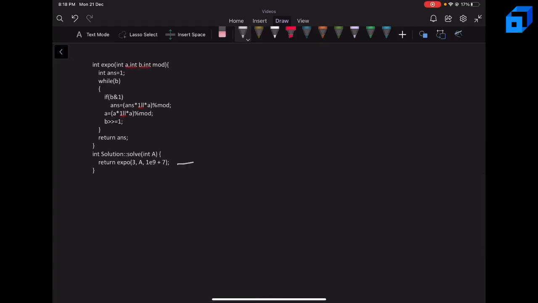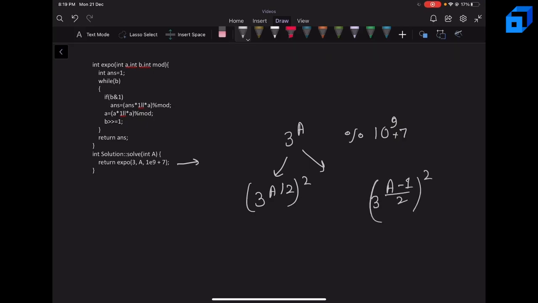So I have used modular exponentiation here, that is I will calculate 3 raised to a modulo 10 raised to 9 plus 7, because 3 raised to a will be a very big number. So we need to calculate it modulo a given prime number 10 raised to 9 plus 7. So the idea of modular exponentiation is if a is even, you will calculate 3 raised to a by 2 and square it. Otherwise, if it is odd, you will calculate 3 raised to (a minus 1) by 2 and square it. So this will give us 3 raised to a minus 1, and then finally multiply it by 3 as well. And you can do it recursively. So you will call the function for a by 2 or (a minus 1) by 2 recursively, and your complexity will be log of a.